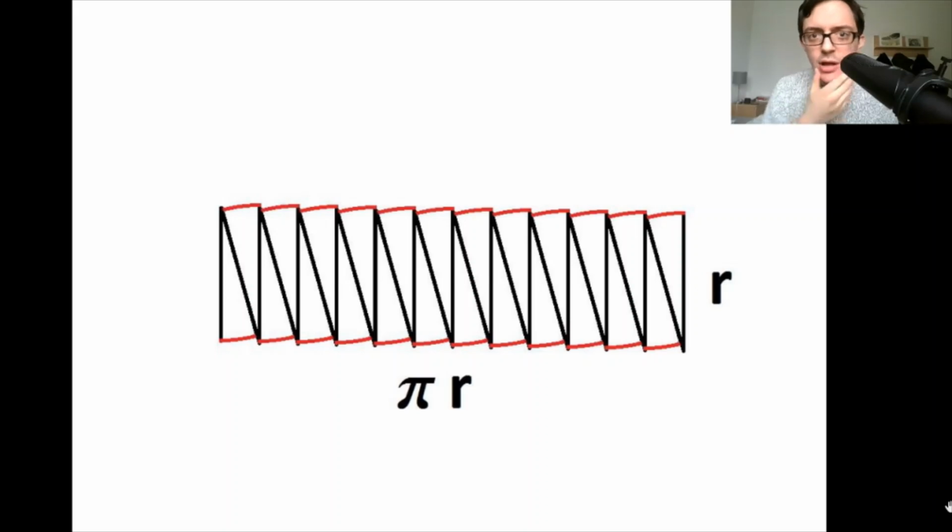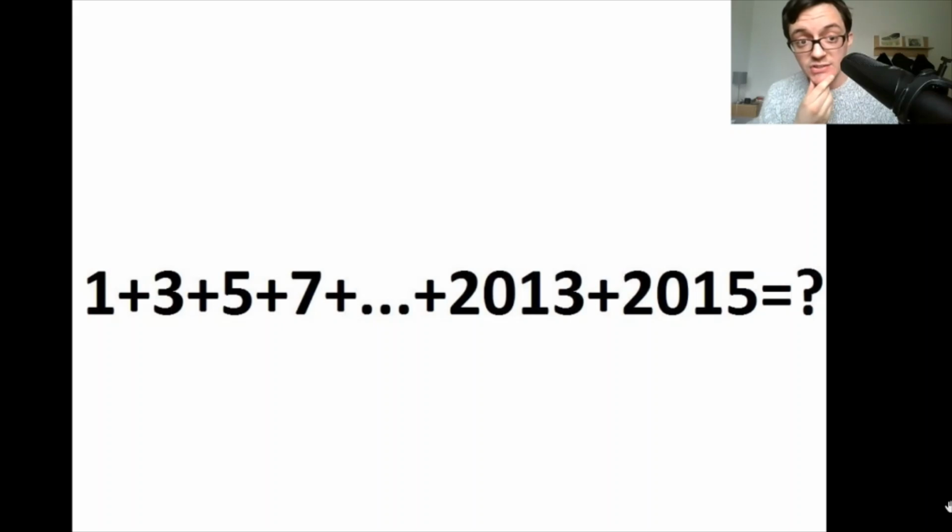Okay, so that's my second one. Third one, I want to talk about numbers instead. I want to talk about this sum. So from this slide, it's, I guess, pretty obvious when I made this presentation, 5 years ago now, I suppose.